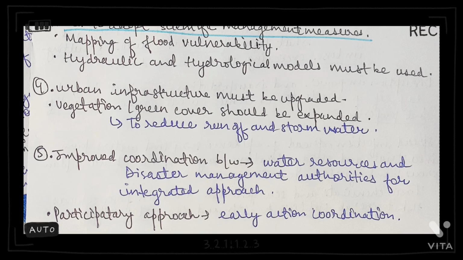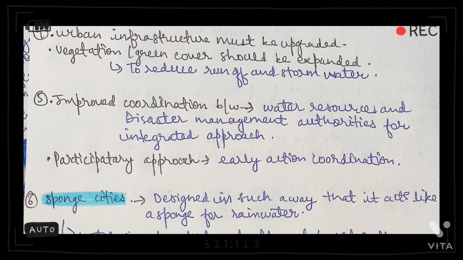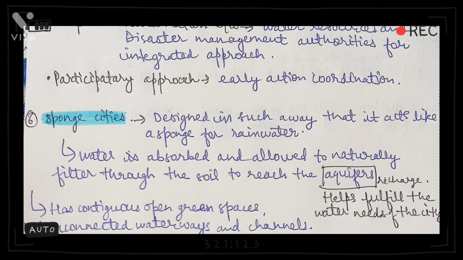Urban infrastructure must be upgraded. Vegetation and green cover should be expanded, which reduces runoff and stormwater. Improved coordination between water resources and disaster management authorities for an integrated approach. Participatory approach, early action coordination.